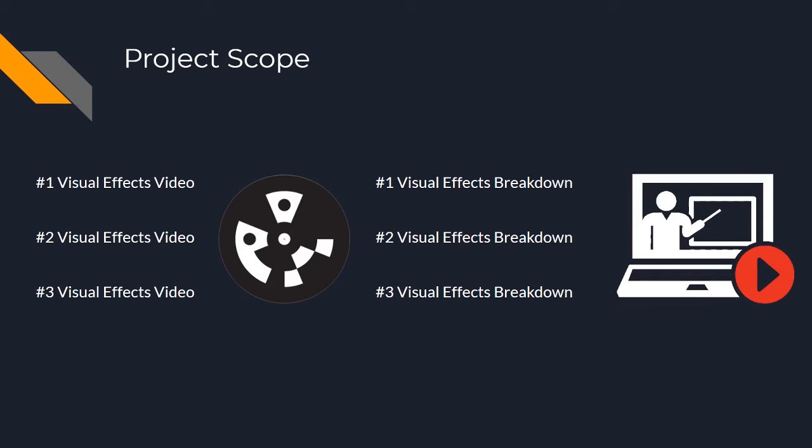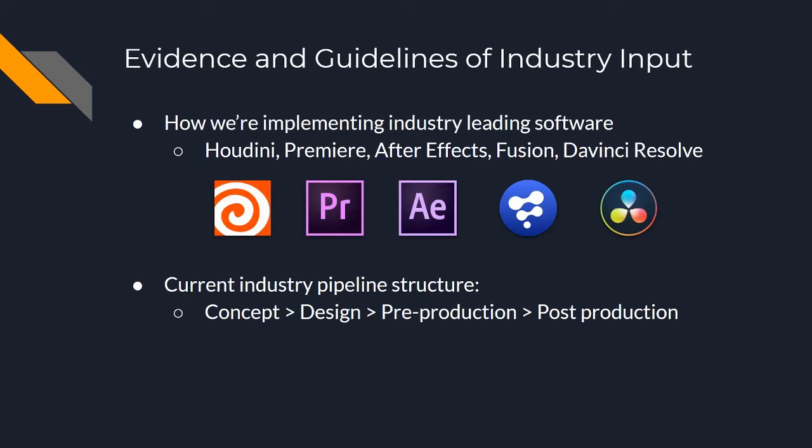So our main project scope is to create 3 visual effects videos that also have tutorials that go along with them to describe how we went about making our effects for each shot. We'll be explaining our process and how we reached the final results of the video that we created.